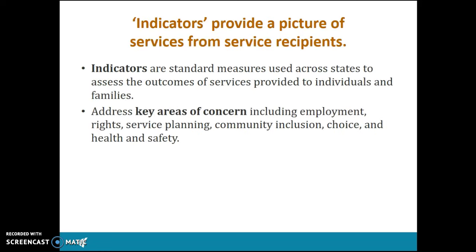When we talk about indicators, we are talking about those standard measures that are used across all of our NCI states in order to look at the outcomes and effectiveness of services that are provided to individuals as well as their families. Because these indicators are consistent from state to state, that is how states are able to look at themselves compared to other states. Indicators look at key areas of concern, including, as listed here, employment, rights, choice, health and safety, and a number of other larger domains and areas of focus.